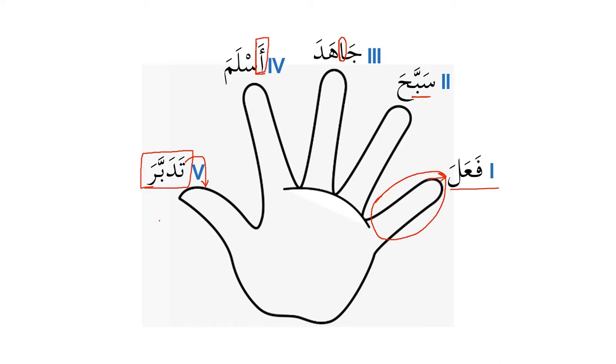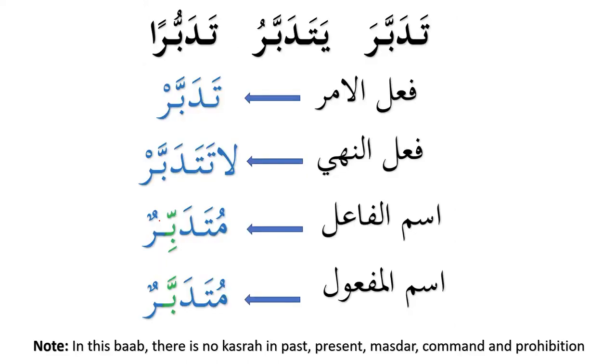Why is it important to remember and memorize? Because, as we have seen, they occur a lot in the Quran, and also these forms, like when we learn the Arabic language, they have different functions. So we need to know why form number 2 has been used, or 3 or 4 has been used, whether it is modern standard Arabic or it is the Quran. Alright, so we have tadabbara, yatadabbaru, tadabburan.